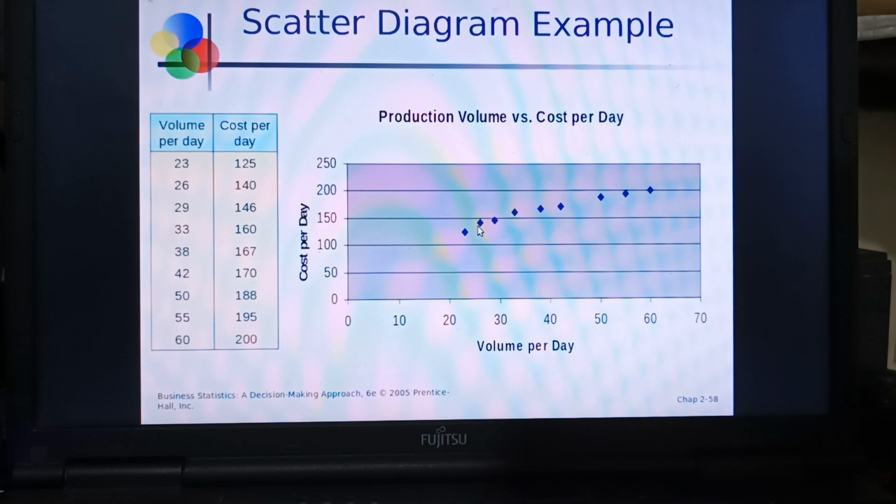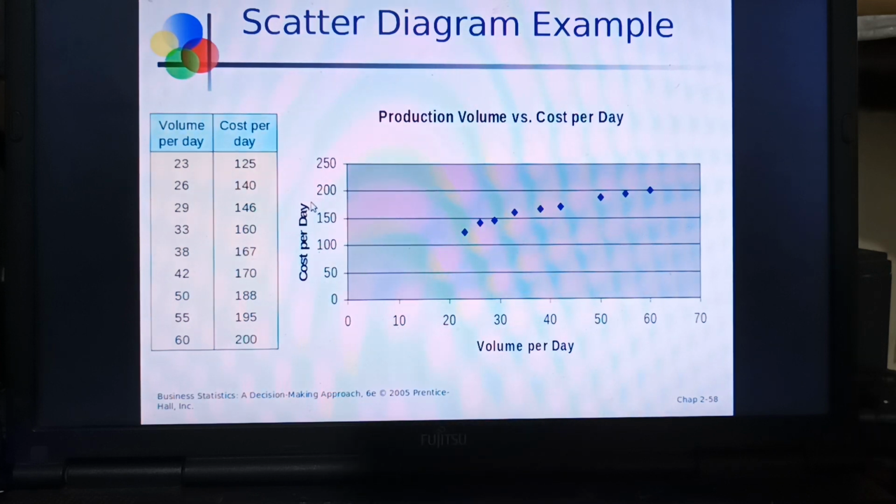Whereas this scatter diagram shows volume per day and cost per day. Volume versus cost.